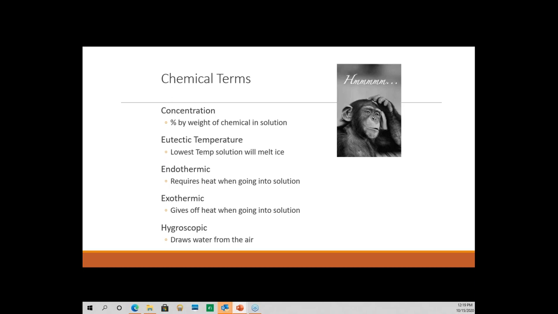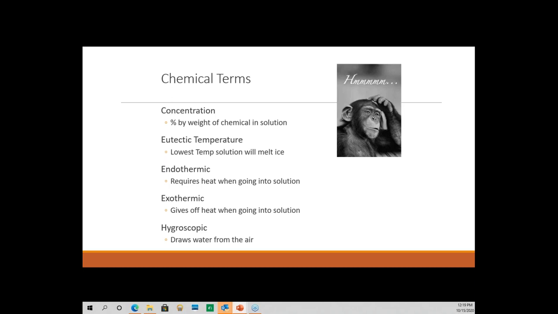So you need to be aware of the chemical terms, the percent of weight of chemical in the solution. Like I said, you're going to be looking at sodium chloride, it's about 23%. Magnesium chloride, you'll be up anywhere from 28% up to about 32%. The calcium chloride, you'll be up around 30%.